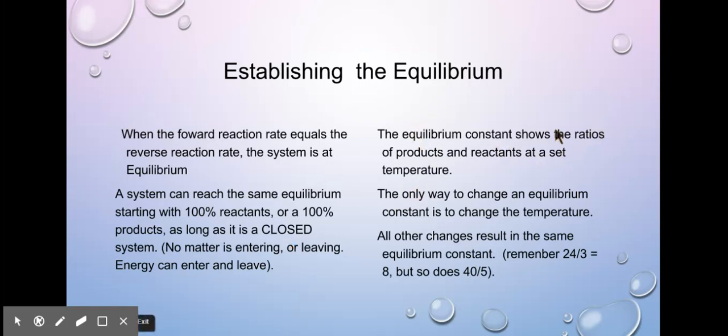Right, now the equilibrium constant shows roughly a ratio between the products and the reactants at any particular temperature. And the only way you can change the equilibrium constant is to actually change the temperature. Catalysts just get to it faster. They don't change its position. Pressure doesn't change it, volume doesn't change it, adding one thing does not change it. Remember, there are multiple ways of getting the same number in your equilibrium constant.